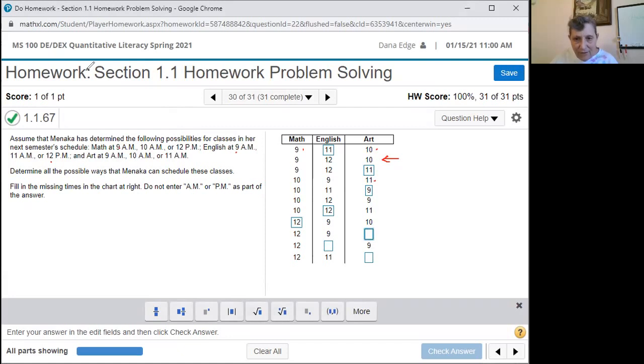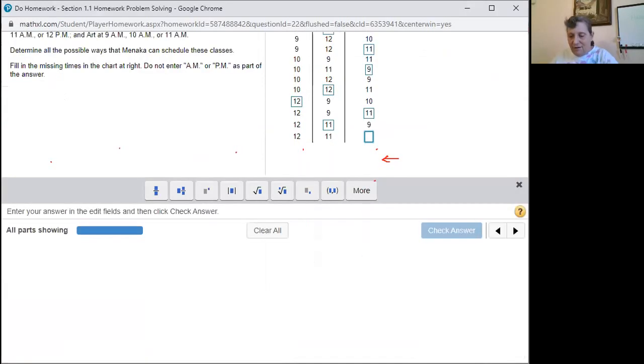So if math is at 12 and English is at 9, art, now the line above it has 10, so art can't be 10 o'clock here. It can't be 9 o'clock because that's English, so this is going to have to be at 11. So here's math at 12, art at 9. English can't be 12 or 9, so that only leaves 11 o'clock for English. And if math is 12 and English is at 11, art can be 9, 10, or 11, but it can't be 11 because that's here. Can't be at 9 because that would be the same as the row above, so this one's going to have to be a 10.